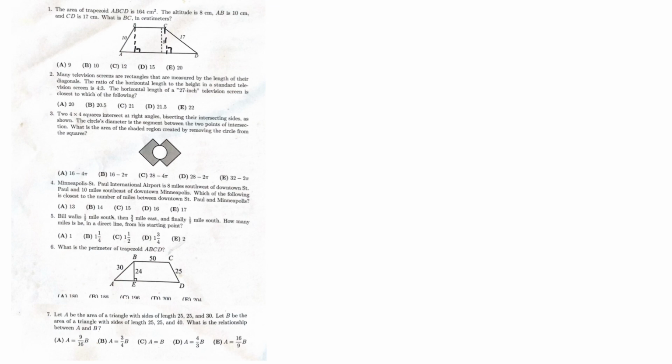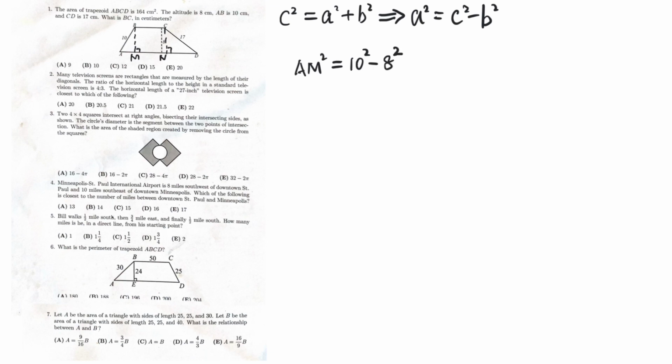So we use the Pythagorean theorem. The Pythagorean theorem says the hypotenuse squared, c squared, equals a squared plus b squared. From here, we conclude that a squared equals c squared minus b squared. So using this theorem, first we find the points M and N. AM squared equals 10 squared minus 8 squared.